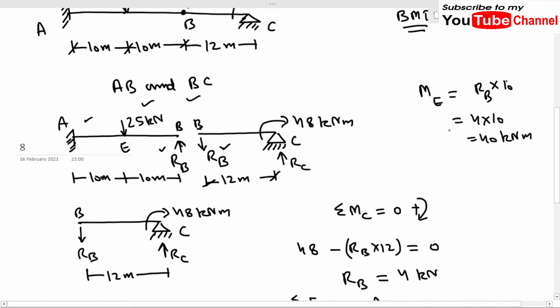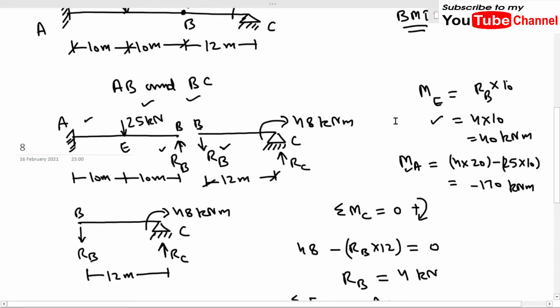In the same way we can find out the value of MA. So MA will be 40 times 20, the whole distance from B to A, minus 25 into 10. After solving, it will come out to be minus 170 kilonewton meter. So we have found out the value of moment at ME and MA.